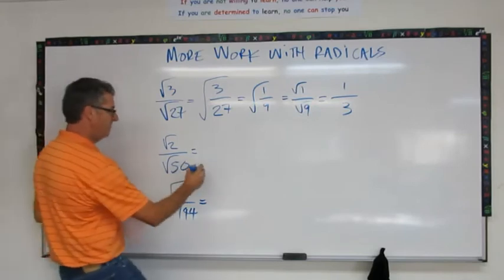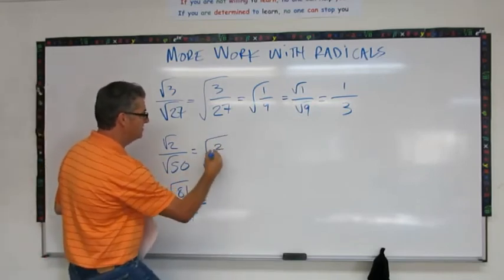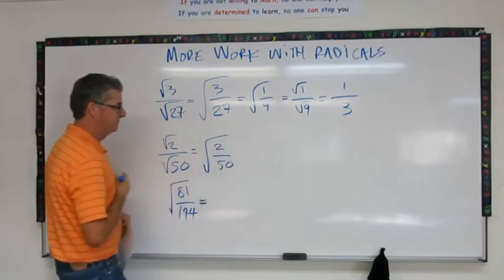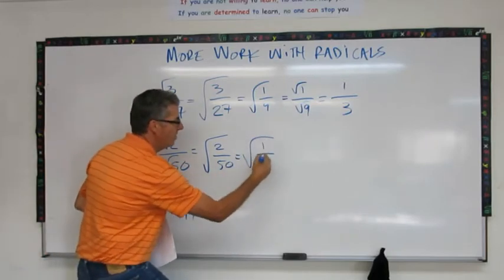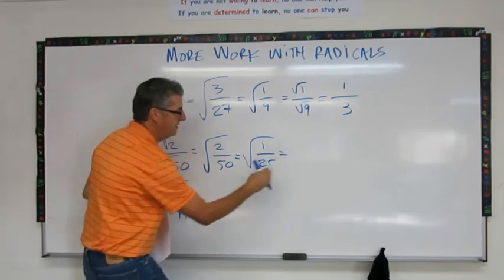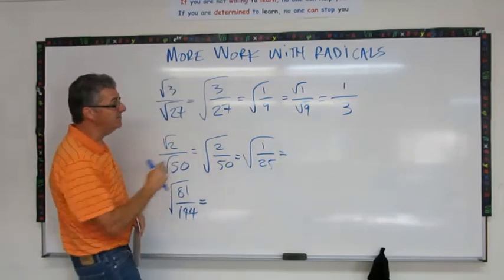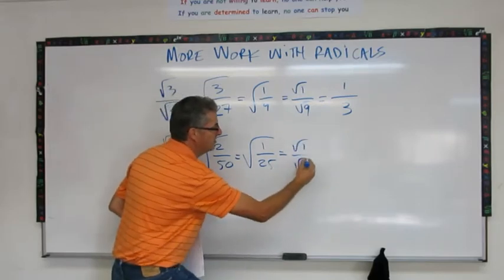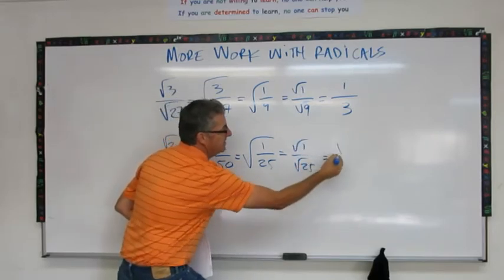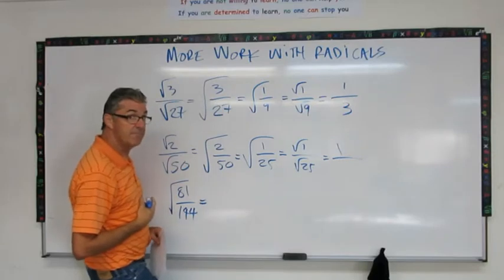Okay, watch this. Root 2 over 50. Now we know 2 over 50 is the same as 1 over 25. Again, we're seeing a perfect square in the bottom, so we can do the same thing we did there. This becomes root 1 over root 25, and then 1 over, what's the bottom? 5.